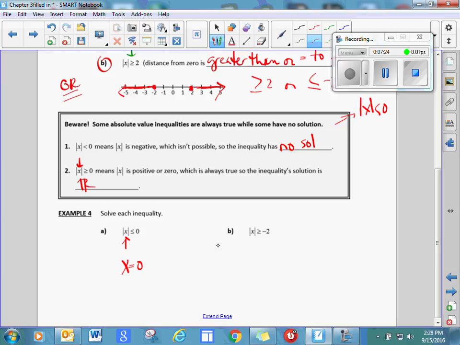And this one, it says, tell me all the numbers that you can put in here for x that will come out greater than or equal to -2. Well, they're all going to come out greater than a negative number. So this one is a no-brainer. Your answer is all real numbers. So those are kind of some exception things to look for when you're solving them.